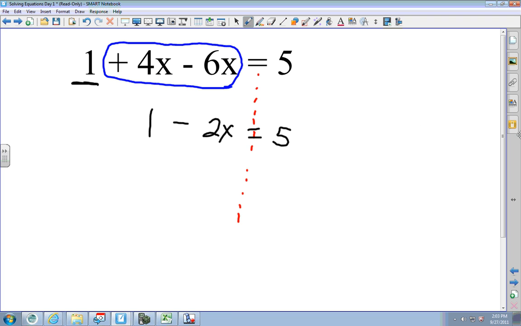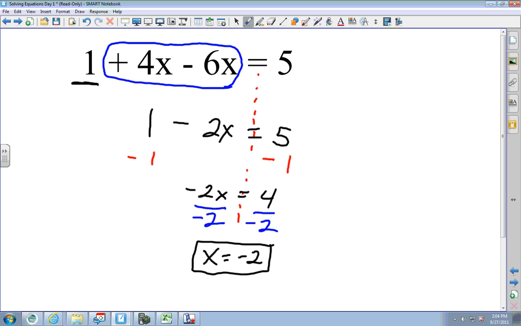So now, from here, I'm going to subtract 1 from each side. I get -2x equals 4. I'm going to divide by -2. x equals -2. Again, to check, you put the left-hand side into y1, right-hand side into y2.